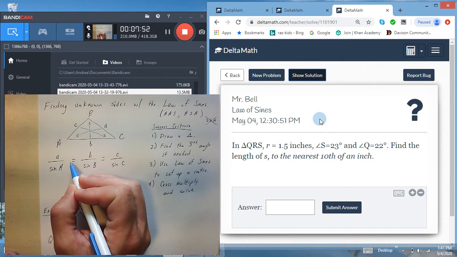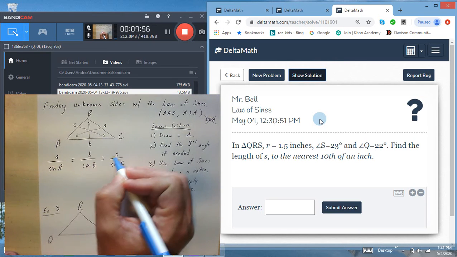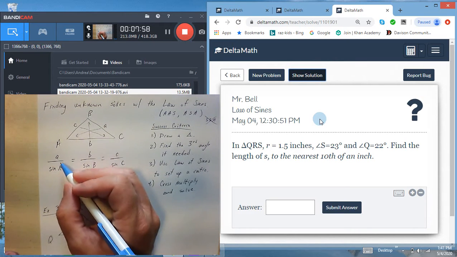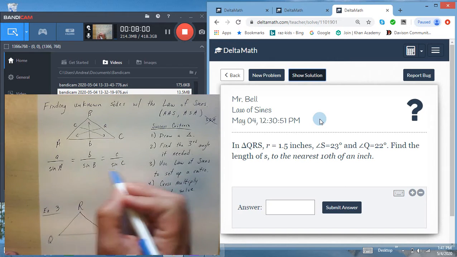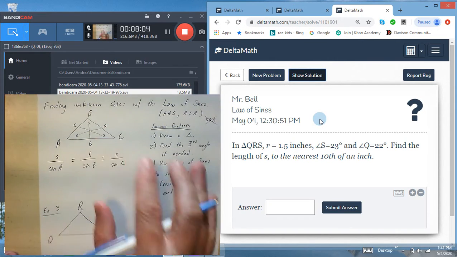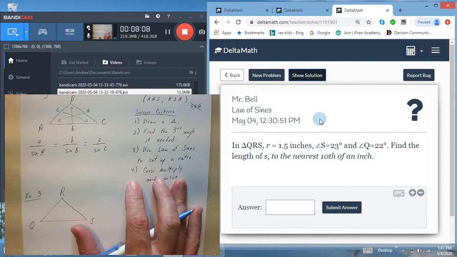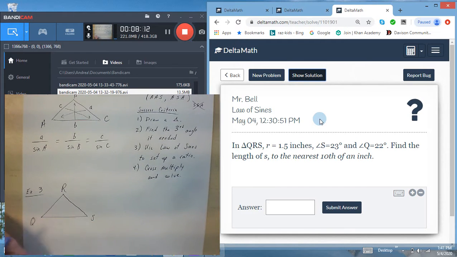Okay? It's not always equal to the same number. One triangle, this might be 0.7, and then these are going to follow suit, be 0.7. Another triangle, maybe it's 1.5. But they're always going to be equal. So we can use that to our advantage to find unknown sides. Okay? All right, so then I got the success criteria over here. So I'm going to take you through that with example 3.